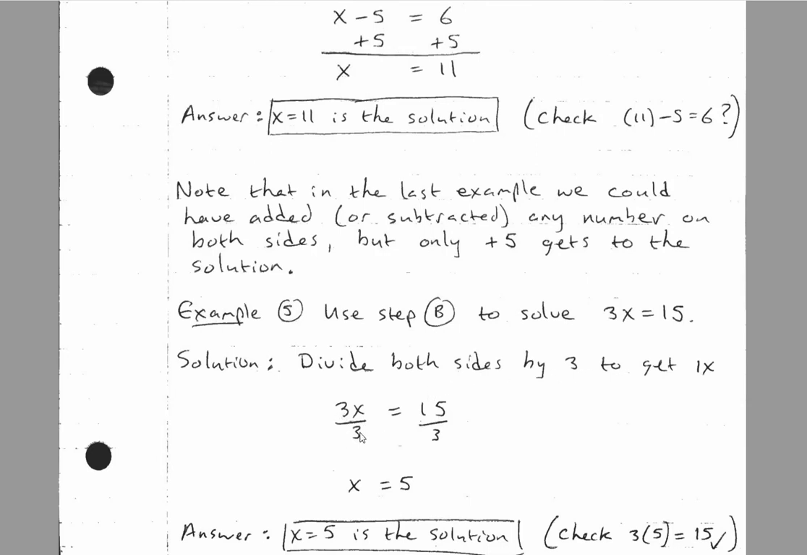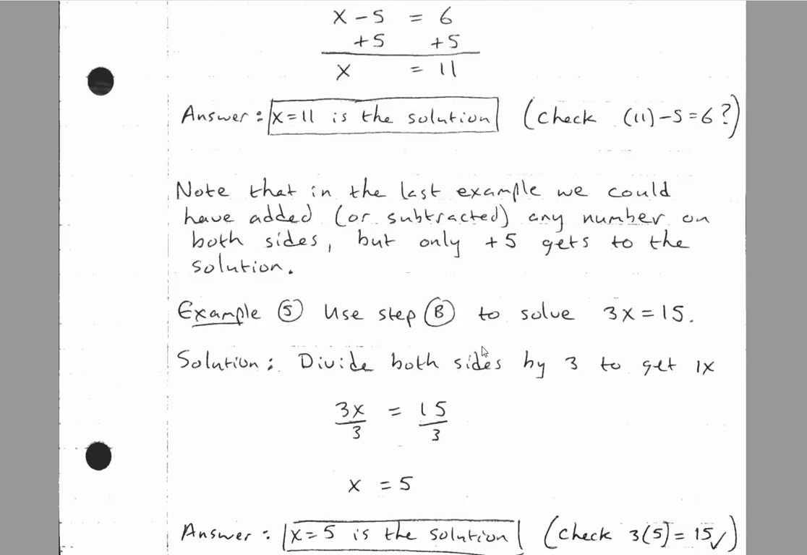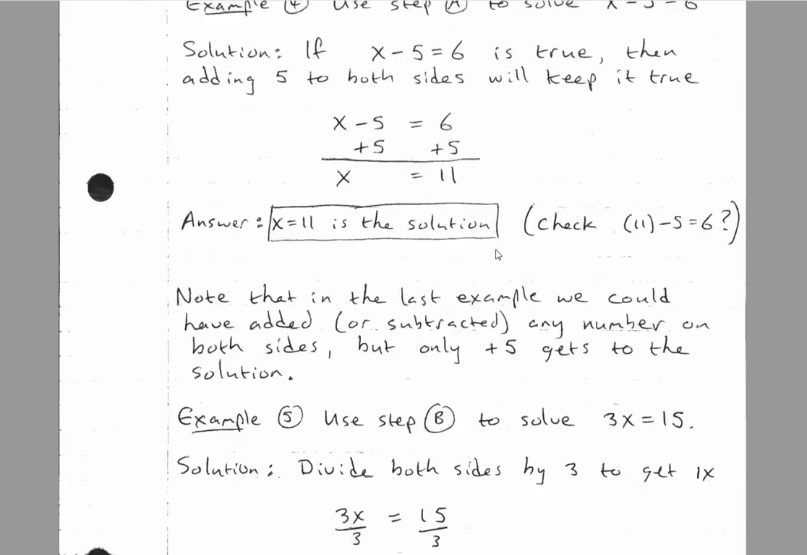So 3x divided by 3 is, well, 3 over 3 is 1, so this is x. 15 divided by 3 is 5. We did the same thing to both sides, so this is an equivalent equation. And now we see the solution, x equals 5. So these are the two basic steps, A and B, and that's all we need.